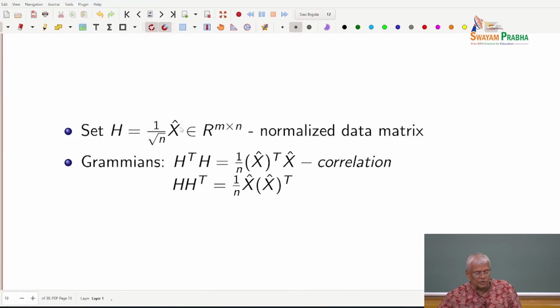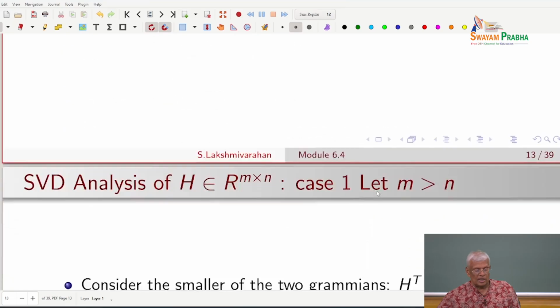So if you set H equal to 1 over square root of n times X hat, I get the normalized data matrix. That's called correlation based analysis. So the Gramian is correlation.